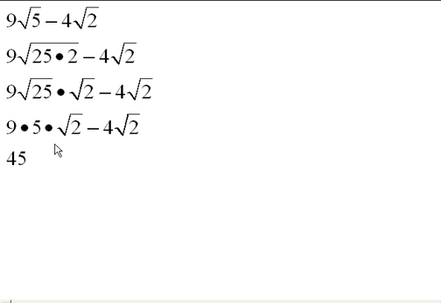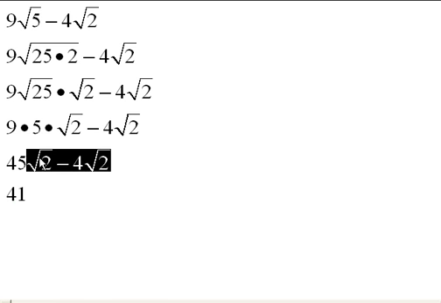45 times radical 2 is 45 radical 2. And then I can subtract 4 radical 2. And now the terms are alike because they have the same radical. Because they have the same radical, okay, now I can subtract the 45 minus the 4. What is 45 minus 4? That's going to be 41.